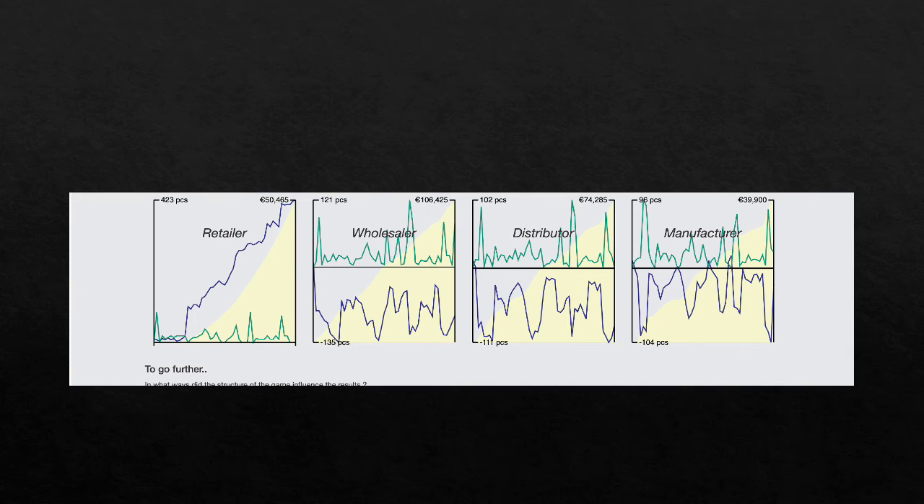Here we have the breakdown of each supply chain. For retailer, we have a total cost of 50,465 euros. For wholesaler, we have the total cost of 106,425 euros. For distributor, we have 74,285 euros. And for the manufacturer, we had 39,900 euros.